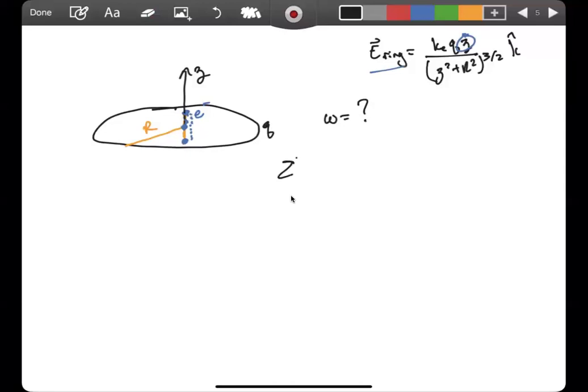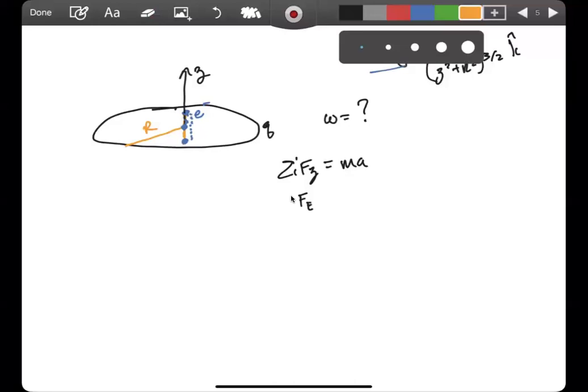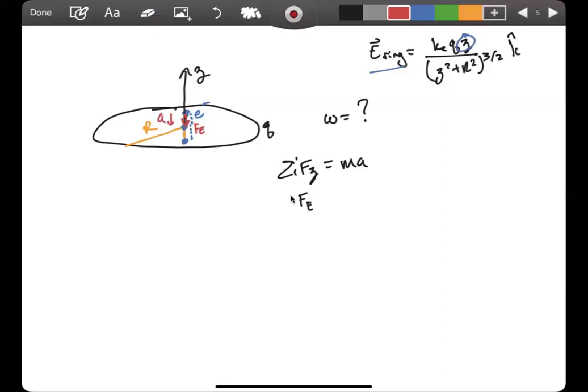So we can say the sum of the forces in the Z direction is going to be equal to the mass times the acceleration. In this case, it's just going to be the mass of the electron. Don't worry too much about that. The only force acting on this is the electric force. We know our electric force is going to be pulling it back towards the center, which means our electric force is in this direction, which is the direction of the acceleration. So this will be our mass times the acceleration.